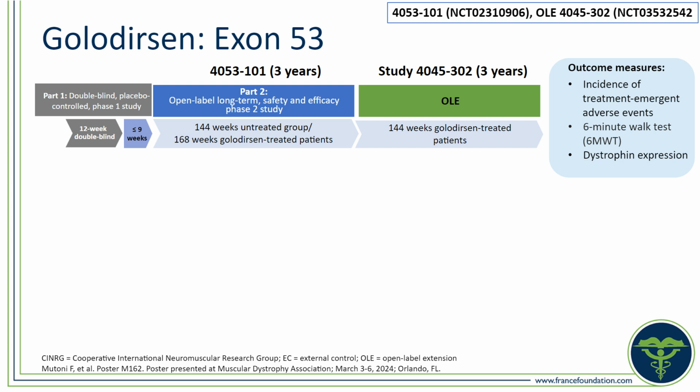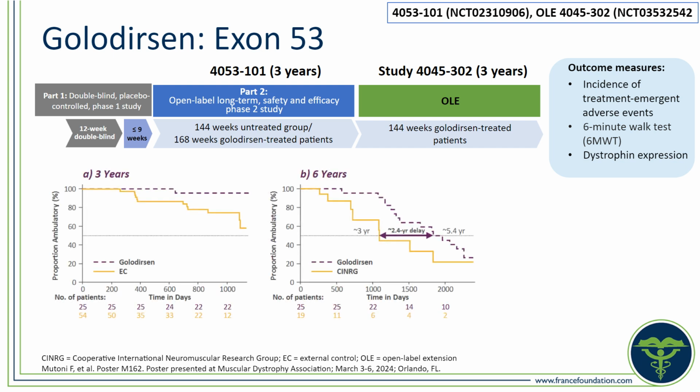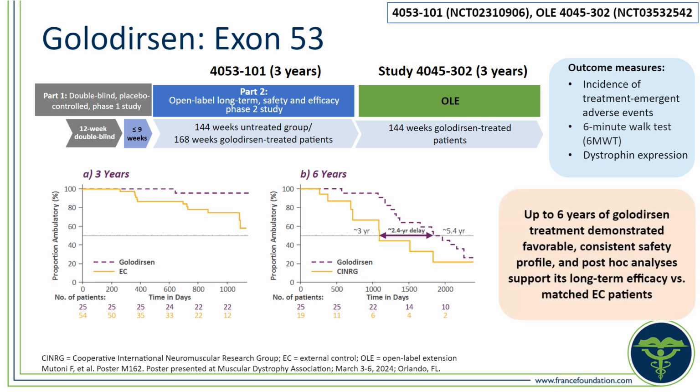And as depicted in the 2 images on the bottom, we see that at 3 years in the first and in 6 years in the second, patients treated with golodirsen in the purple dashed line had a slower decline, here measured by loss of ambulation. At the 6-year time point, we can see that golodirsen treatment demonstrated favorable, consistent safety profile and long-term efficacy compared with external controls, here prolonging ambulation by 2.4 years.